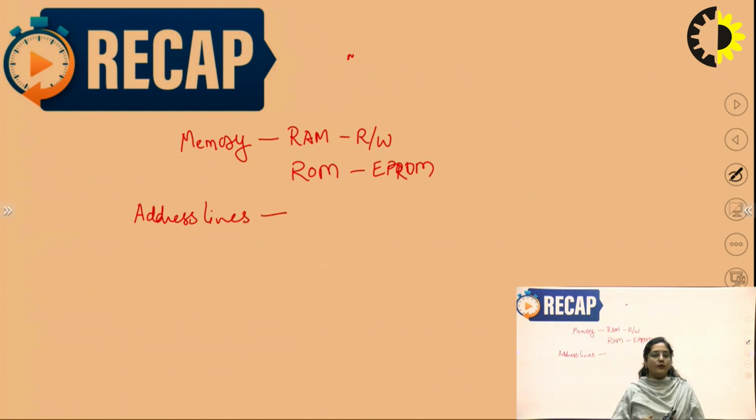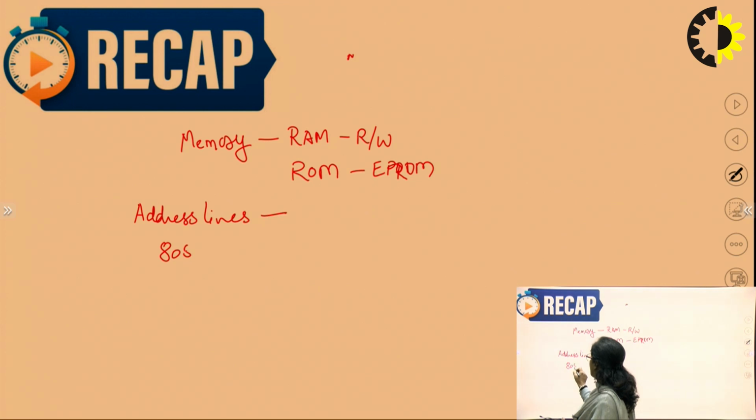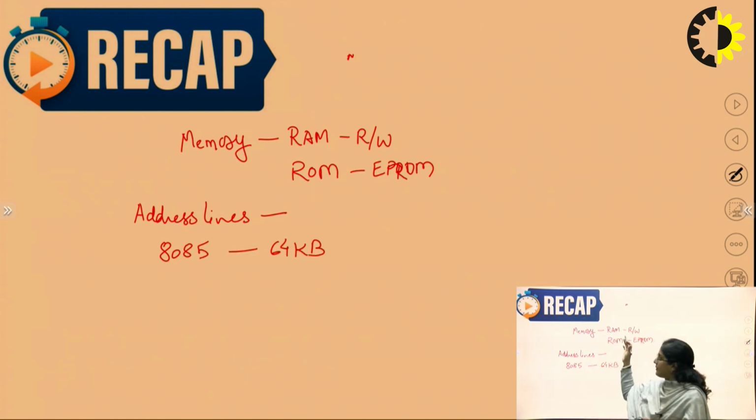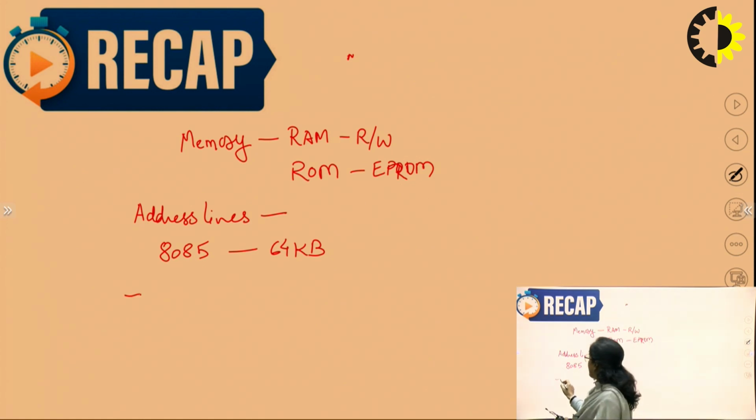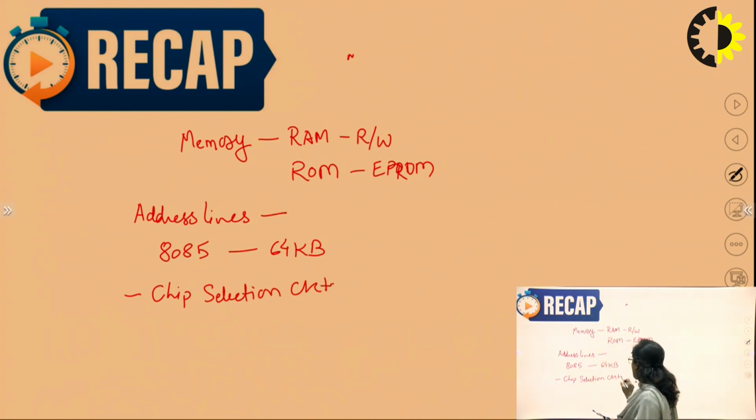So first of all, we have to find the number of address lines required. In case of 8085, we can't exceed a memory capacity of 64 kilobyte. So the combination of RAM or ROM must live within the 64 kilobyte, that is 16 address lines. Then the next step is we have to decide the chip selection circuitry. In case of chip selection circuitry, again we have two types.